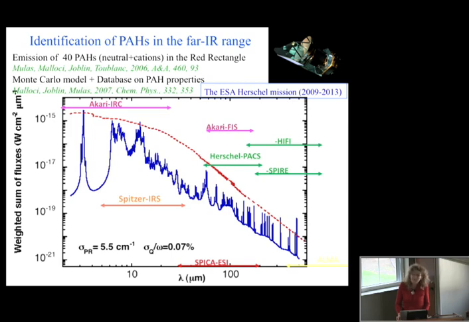I'm sorry, so at the top there you say that the paper says there's emission of 40 PAHs? Yeah, well, this is a simulation, okay? It's a simulation on small PAHs, up to a size of maybe 30 carbon atoms, including both neutral and cation. It's just to illustrate that when you are in the mid-infrared range, you have all these bands falling at about the same position.